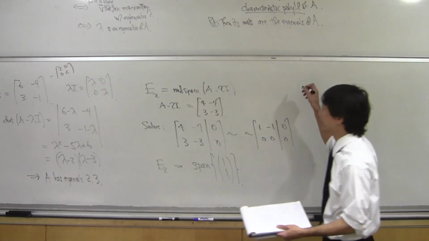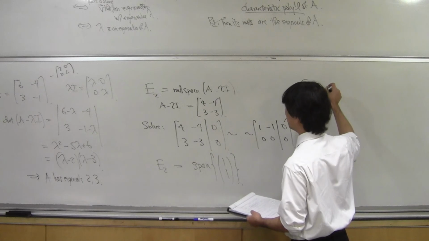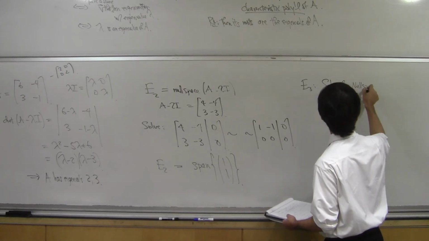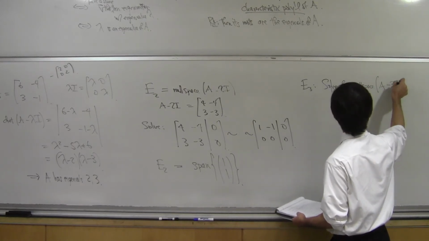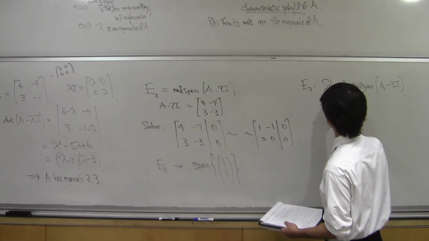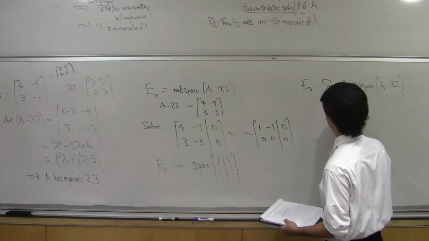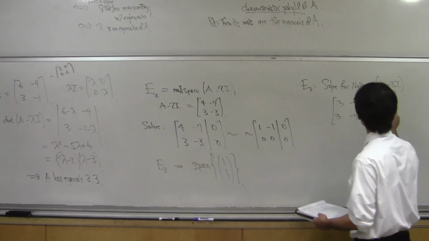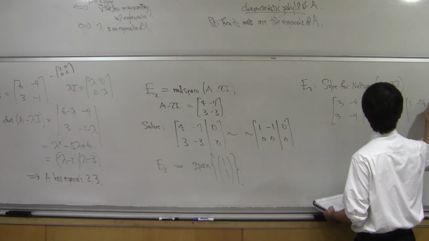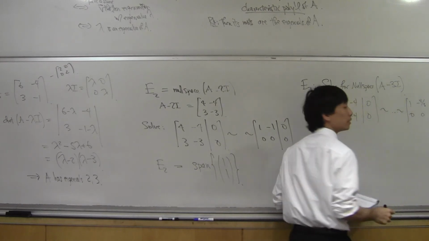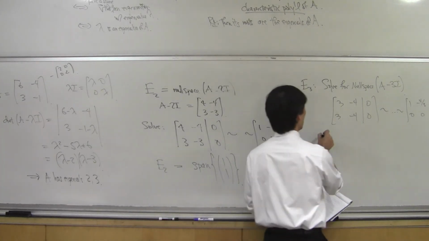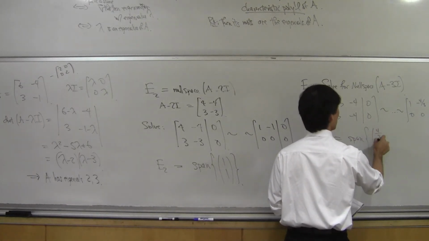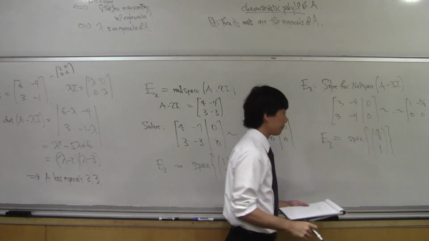Okay. Right, and then the same thing, right, for E3, you solve for the null space of A minus 3i, right? Well, A minus 3i is going to be 3, negative 4, 3, negative 4, right? And so you end up with 1, negative 4 thirds, 0, 0. Right. And so you see that E3 is going to be the span of 4 thirds comma 1.